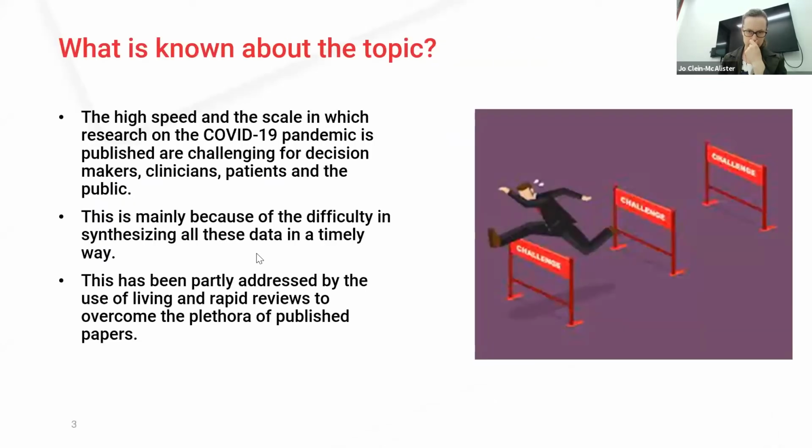I don't want to repeat a lot of what Zach has mentioned and some of the plenary speakers have also mentioned, but very briefly, we can all appreciate that the high speed and scale at which research on the COVID-19 pandemic is published are challenging for decision makers, clinicians, patients, and the public. This is mainly because of the difficulty in synthesizing all this data in a timely manner. This has also been partly addressed by the use of living and rapid reviews to overcome the vast number of published papers so far.